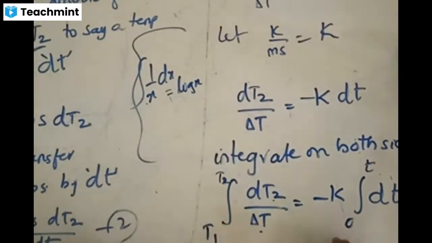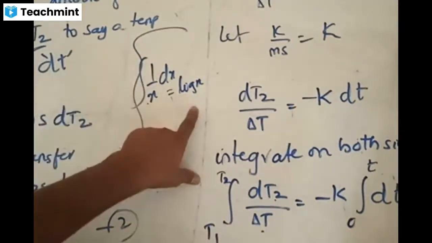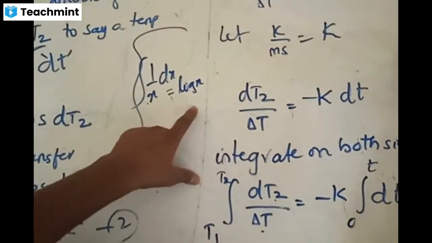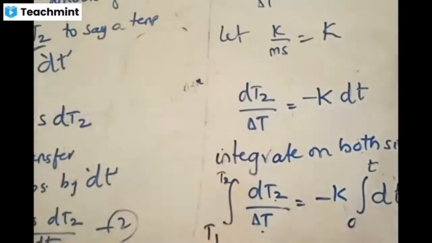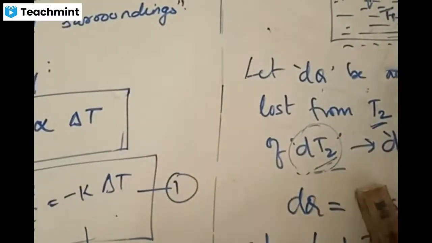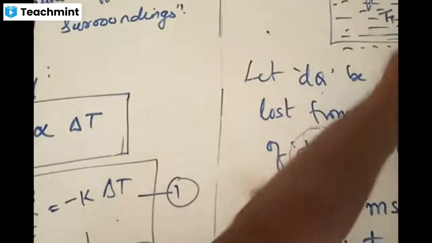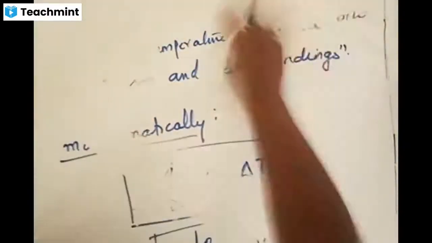Somebody answered, I think. Log x, Ravi, right? Lavanya says 0. No, Lavanya, it's not 0. Integration of 1 by x dx is log x. Okay, just recap those formulas. So by using that formula of log, what can you now write? I'm just writing that here.